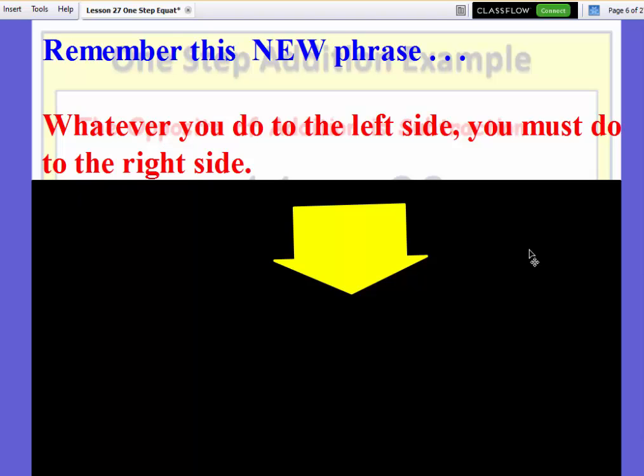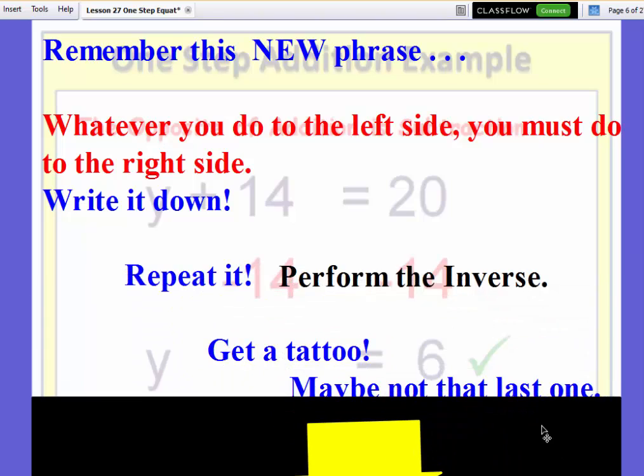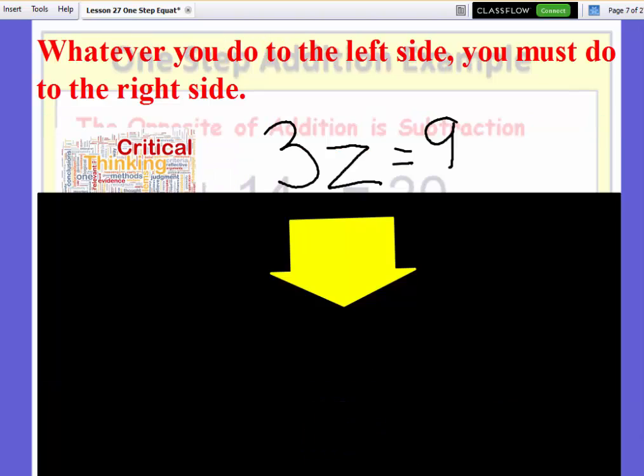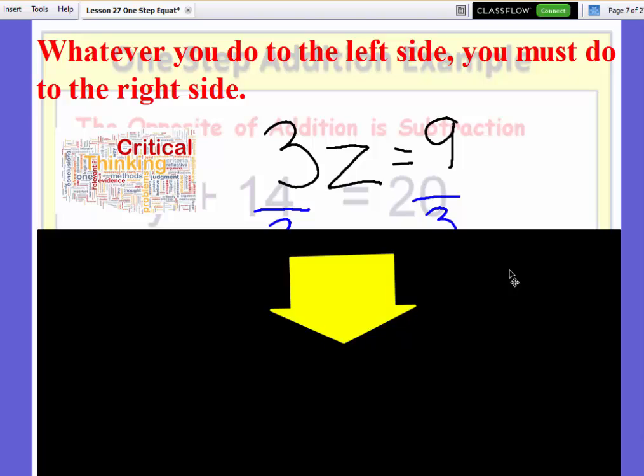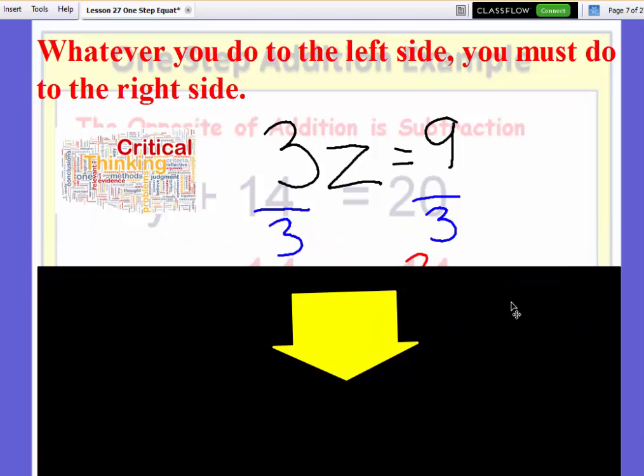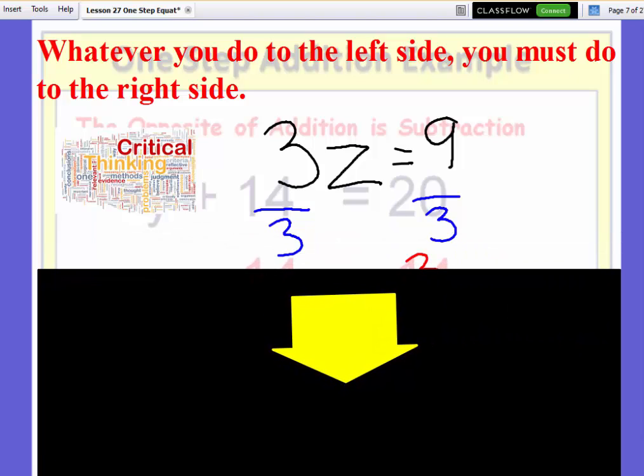So now I'm going to solve it algebraically. So that's that phrase, whatever I do to the left side, I have to do to the right side. So it's going to be focusing on that inverse. Whatever inverse I do to the left, I have to do to the right side. So here I have 3z equals 9. 3 times z equals 9. Well, what is my inverse? I know that I'm multiplying.